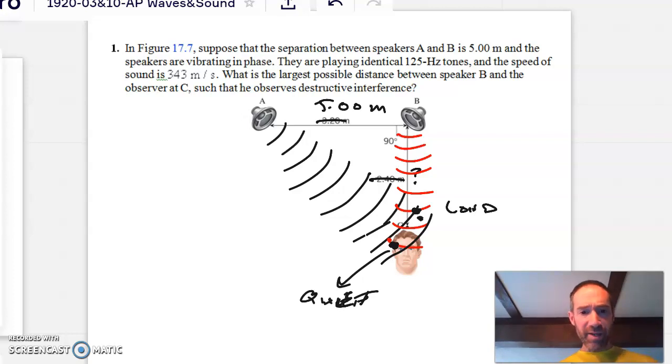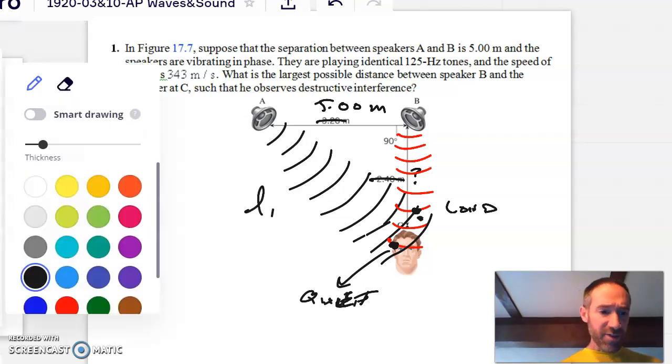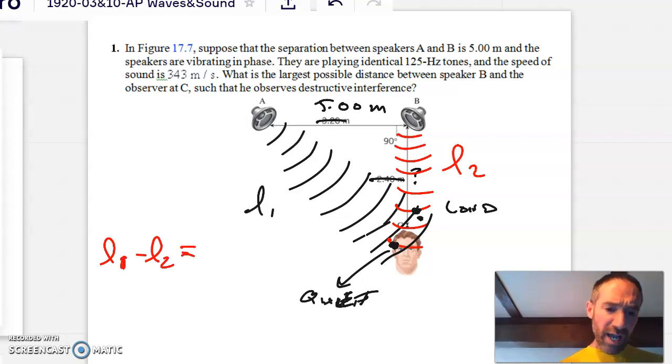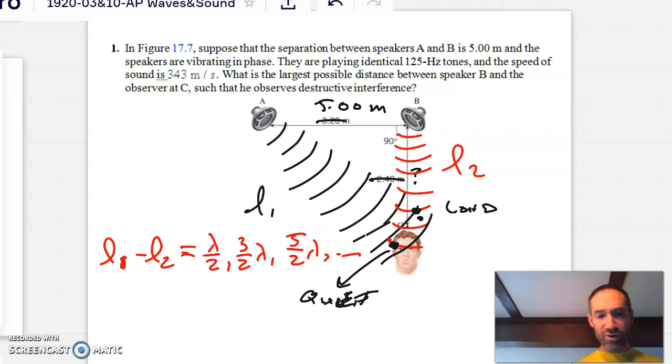Now, for this to happen, this path length, we'll call this path length 1. And this path length, we'll call this path length 2. They have to be different by half of a wavelength, or 3/2 of a wavelength, or 5/2 of a wavelength. So we'll get them arriving on compression and rarefaction. We'll get them arriving out of phase. So all that is to say that if I did path length 1 minus path length 2, I'll do 1 first because it's longer, I either have to get half of a wavelength, or 3/2 of a wavelength, or 5/2 of a wavelength, and so on and so forth, like this. Any of those would do to give destructive interference.